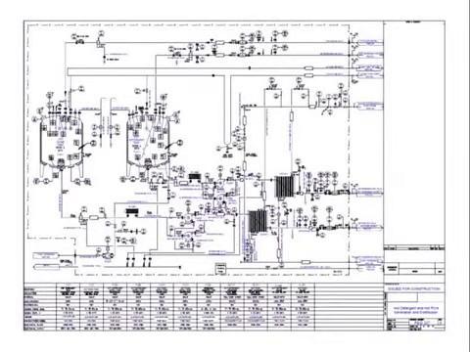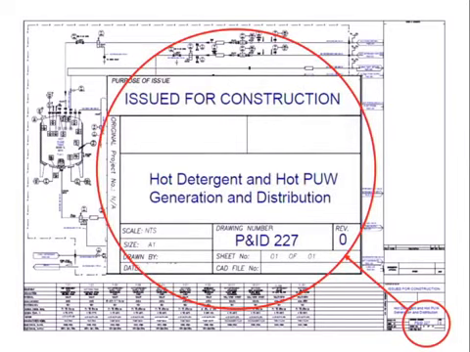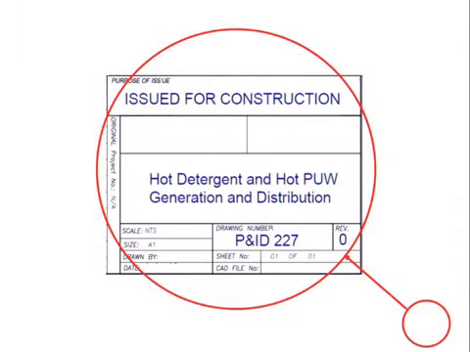Let's look at our P&ID. If you go and look at the bottom right-hand corner of the P&ID, you will see the revision. In our case, the revision is Rev 0, and it's issued for construction.